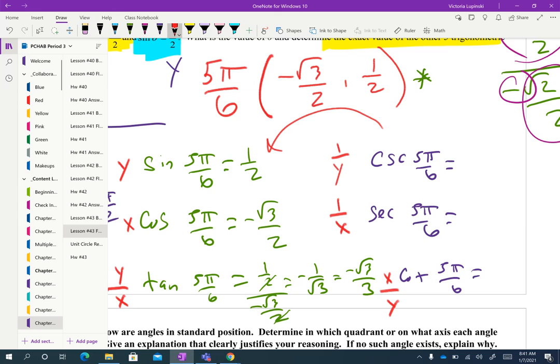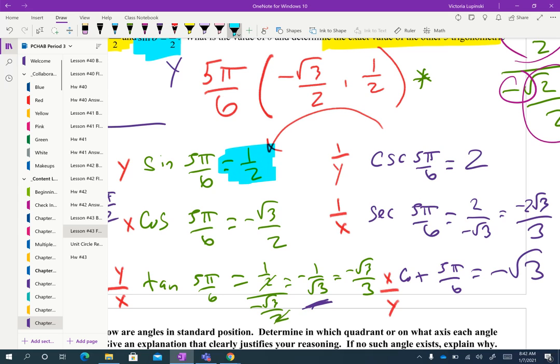To find the cosecant of 5 pi over 6, take the sine, which was 1/2, and flip it, which gives a value of positive 2. To find the secant, you take the cosine and flip it, which gives 2 over negative root 3. Multiply by root 3, and you get negative 2 root 3 over 3. Finally, for the cotangent, you flip. It's easier to flip before you rationalize. So negative 1 over radical 3, flipped, is simply negative radical 3.